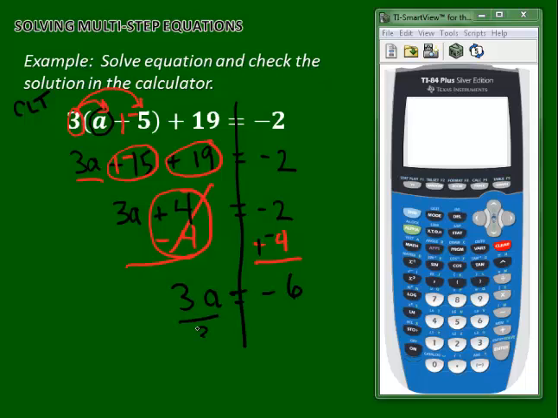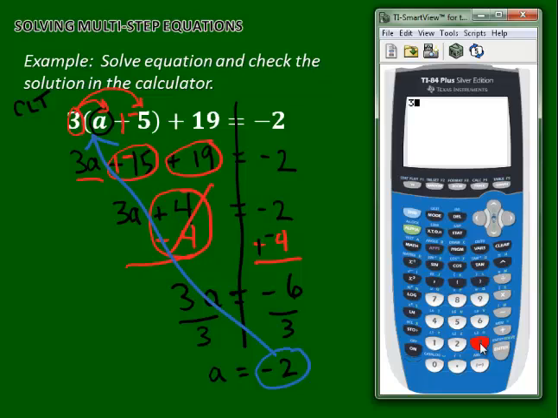Last step is to divide by 3, and I get a equals negative 2. Negative 6 divided by 3 is negative 2. Now if you'll remember, to check it, I'm going to take the negative 2 and put it in the place of a. And I'm going to put that in my calculator. So here we go. I type 3, parenthesis, my a is negative 2, minus 5, close my parenthesis, plus 19. And if I did my work right, this should come out to be negative 2. And when I do it, it does give me negative 2. Okay?